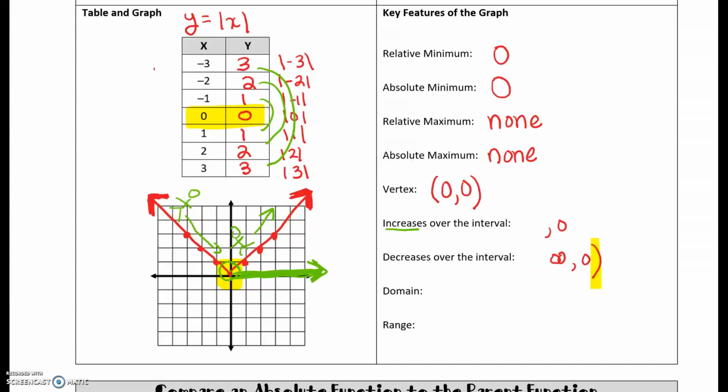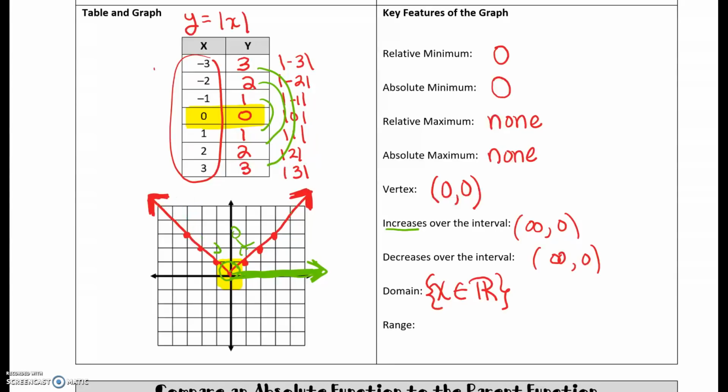Now, last is the domain and range. I didn't mean to erase that, so let me add that back in there. So the domain and range would be the next thing. And for that, as you can see, the x values here in the table, they go on forever. Therefore, the domain is going to be the set of x's, and it's going to be all real numbers. So we will do that in set notation. And then if I clean this up a little bit so we can see the parent back again.